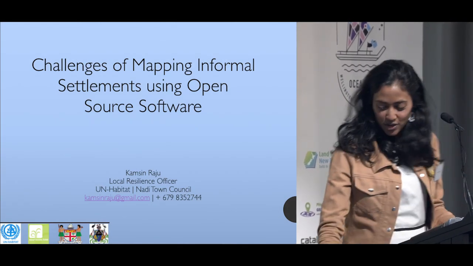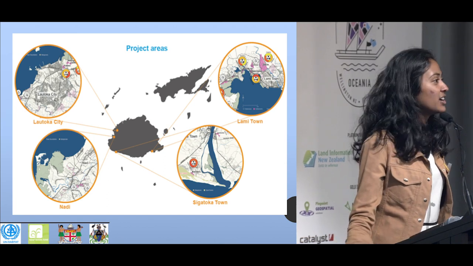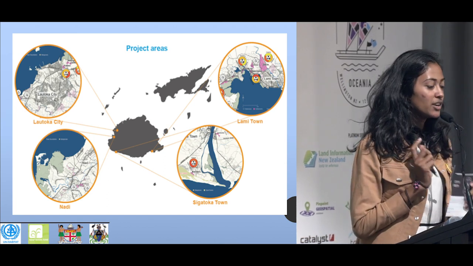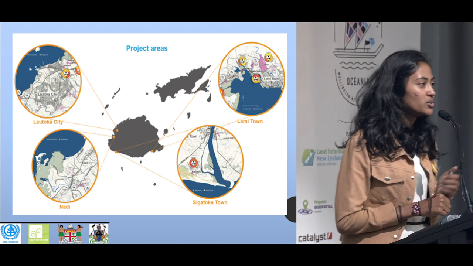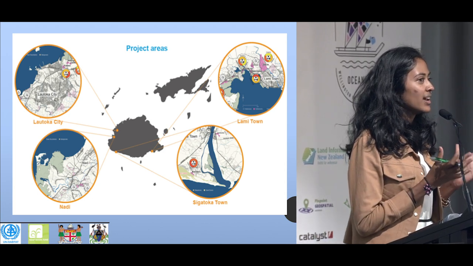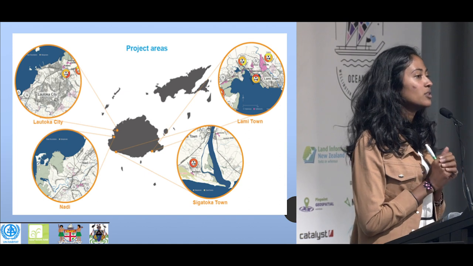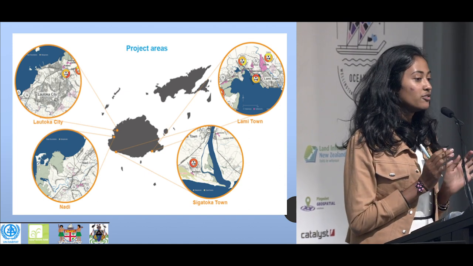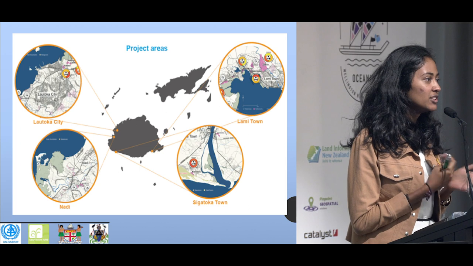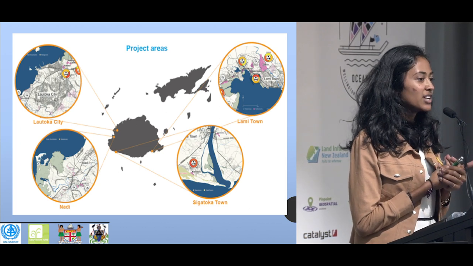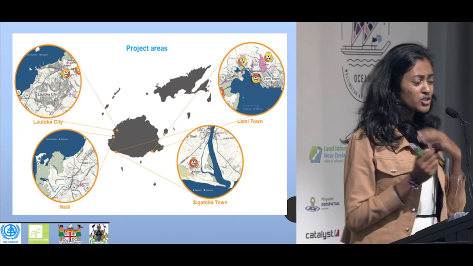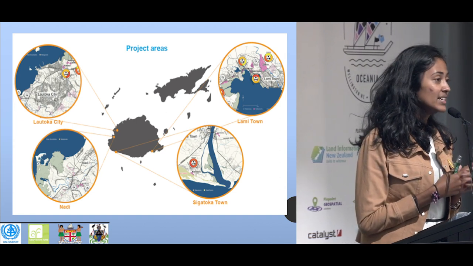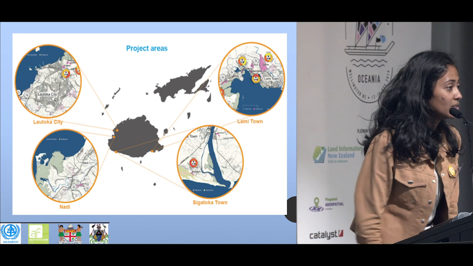I work for UN Habitat in Fiji on informal settlements. A lot of people get confused between informal settlements, squatters, and slums, but informal settlements just means that they have some permission to live on their land, but they don't have legal titles or leases or any of those things. So UN Habitat has identified 16 informal settlements in Fiji.